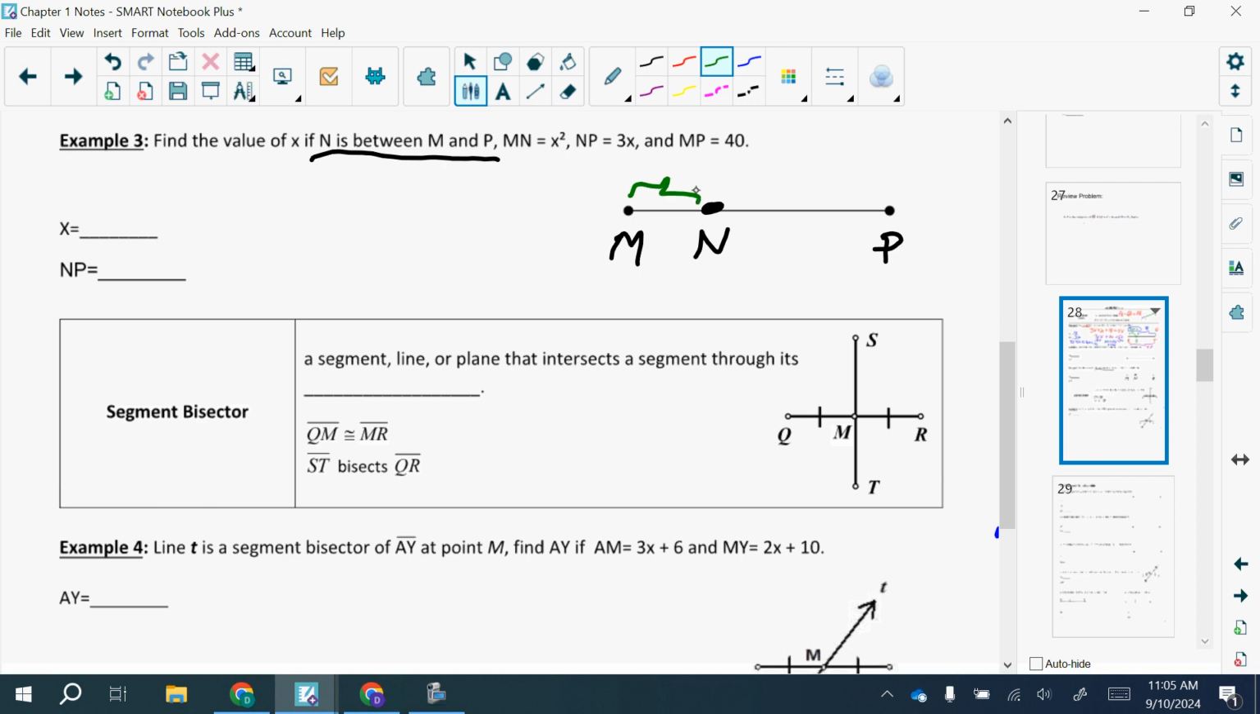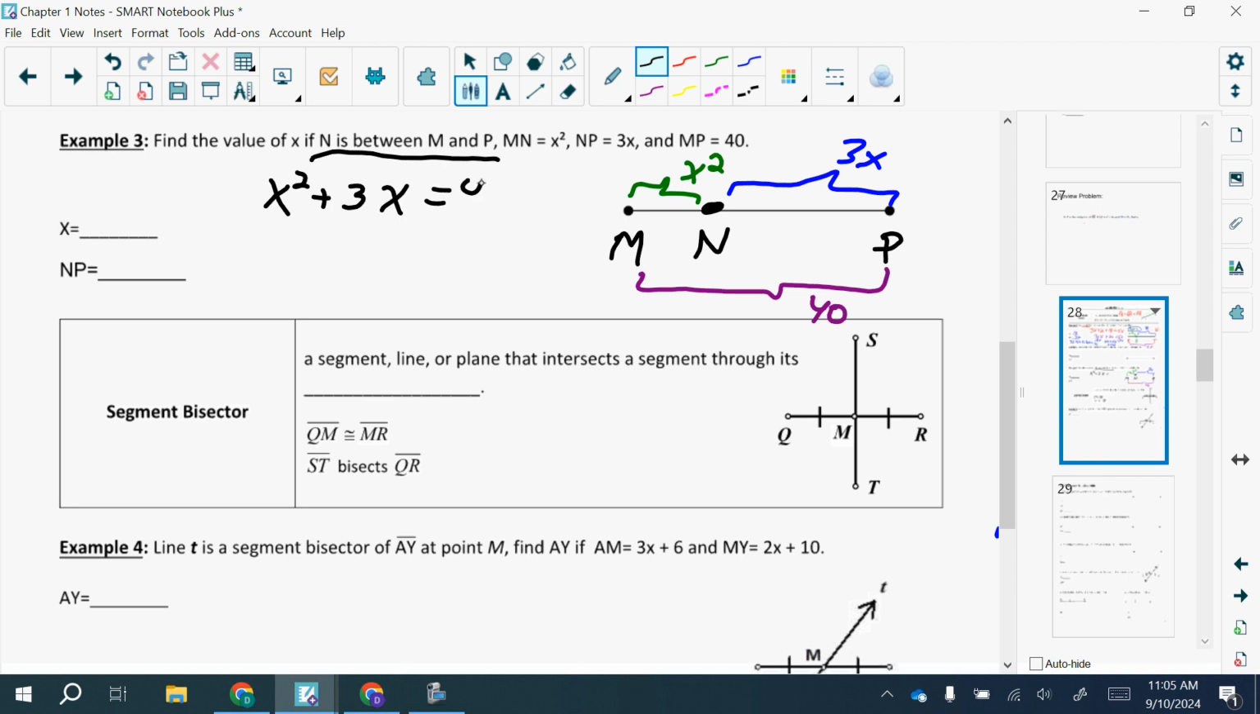MN is x squared. NP, this part right here, is 3x. And the whole thing, MP, it tells us is 40. So we still use the line segment postulate. The two parts added together will equal the whole. So part 1 is x squared plus part 2, which is 3x, equals 40.